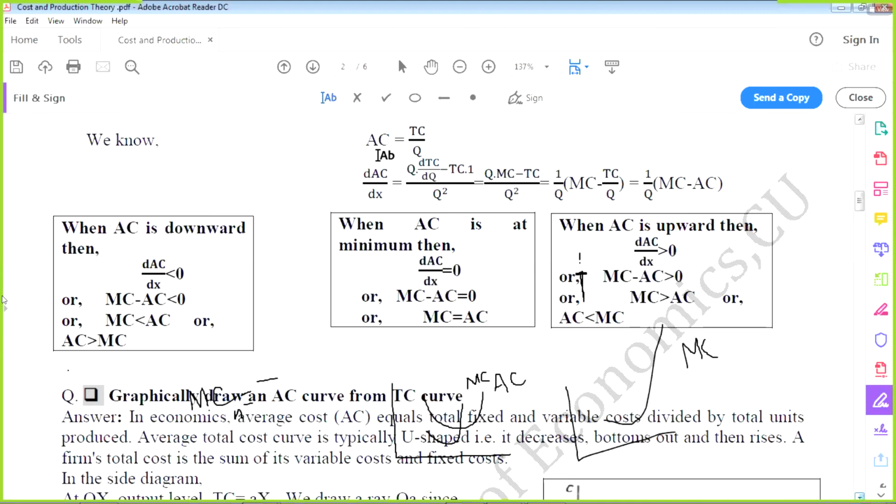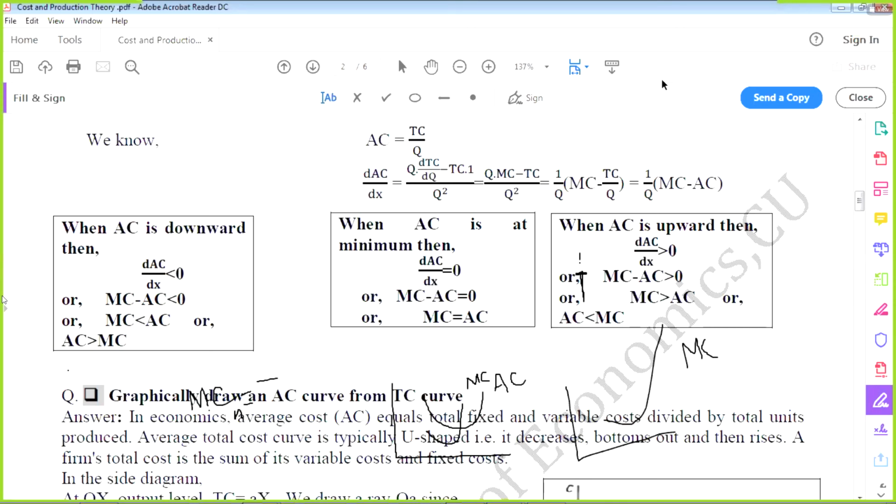So look, I already have said AC is TC by Q. Here I have the derivative rule, that is the quotient rule. So I take the differentiation with respect to x. What is the quotient rule? The denominator will be squared. Then take the differentiation of the numerator first, keeping the denominator the same. Then a minus sign, the numerator stays the same, and the denominator is differentiated. Clear or not what I am trying to say?